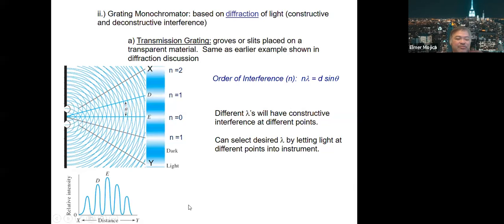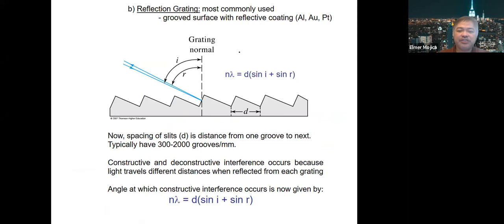But the one that is common is the so-called reflection grating, where you have a grooved surface with a reflecting coating. Usually it's made of aluminum, gold, and platinum. Monochromators invariably use reflection gratings, where closely spaced grooves are cut out of a mirror face. The spacing of the slits is the distance from one groove to the next. Typically you have 300 to 2000 grooves per millimeter.